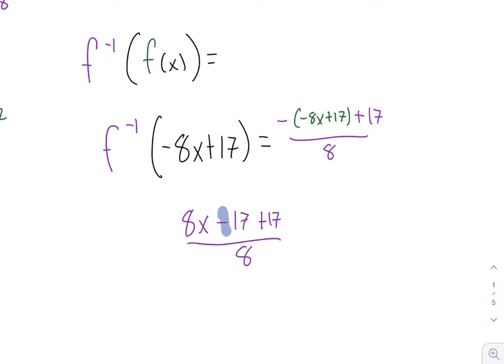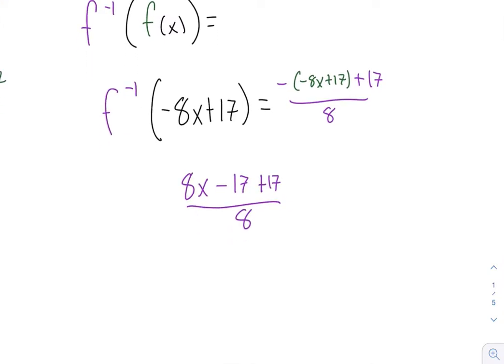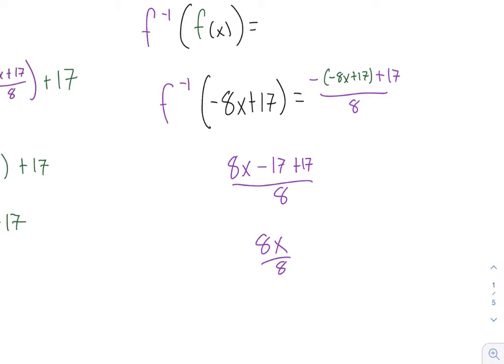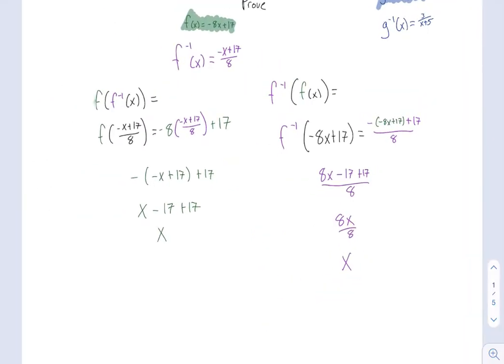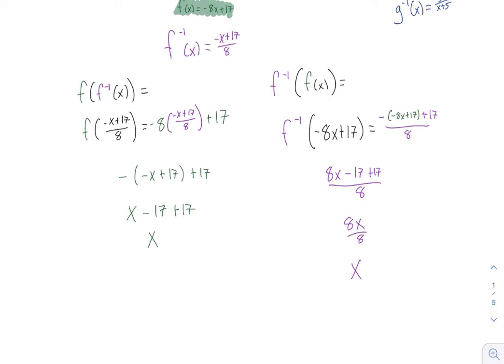And then hopefully we recognize that plus 17 minus 17 is going to cancel out and give us 0. So we get 8x over 8. And then the 8's are going to cancel and turn to 1x or just x. All right, so as you can see, we composed these two functions in both directions, and both times we got x, so it looks like I actually found the right inverse in the other video.